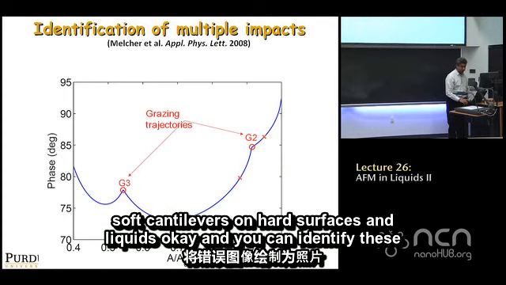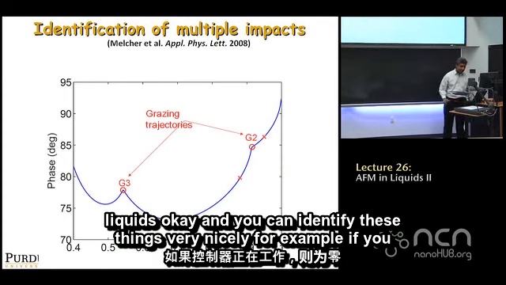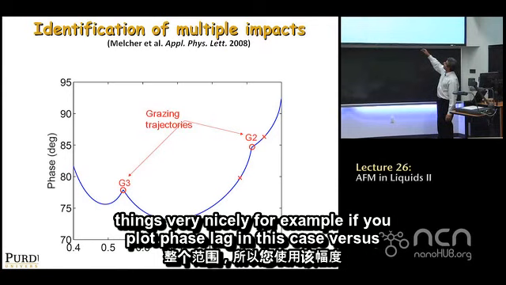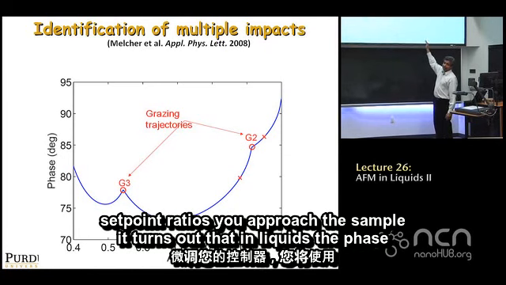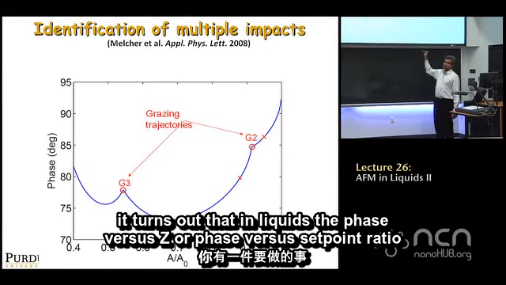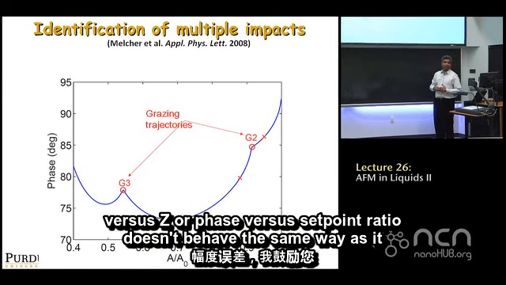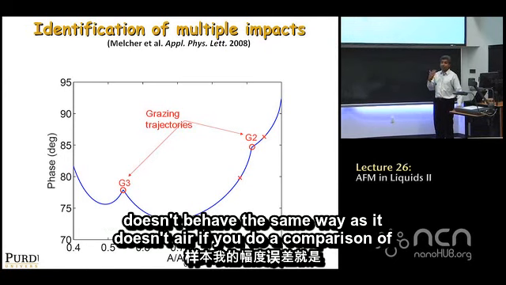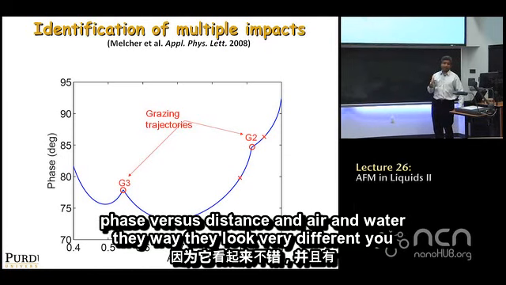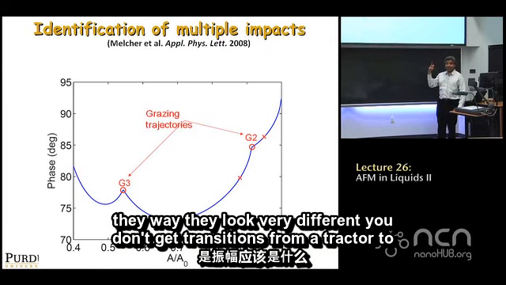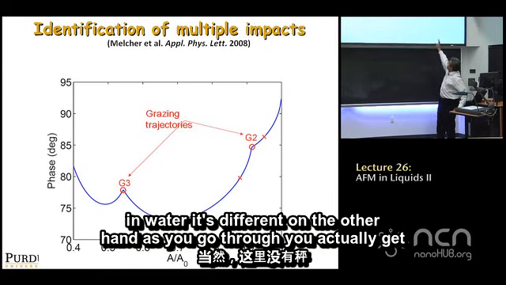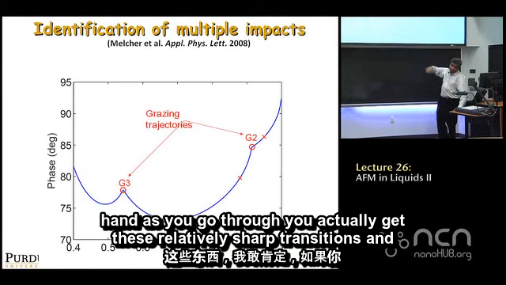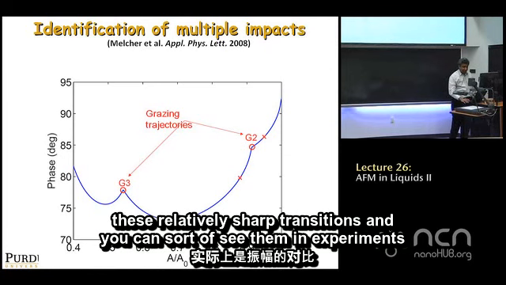And you can identify these things very nicely. For example, if you plot phase lag versus set point ratio as you approach a sample, it turns out that in liquids, the phase versus Z, or phase versus set point ratio, doesn't behave the same way as it does in air. If you compare phase versus distance in air and water, they look very different. You don't get transitions from attractive to repulsive and all those kinds of things in water. It's different. On the other hand, as you go through, you actually get these relatively sharp transitions, and you can see them in experiments also.